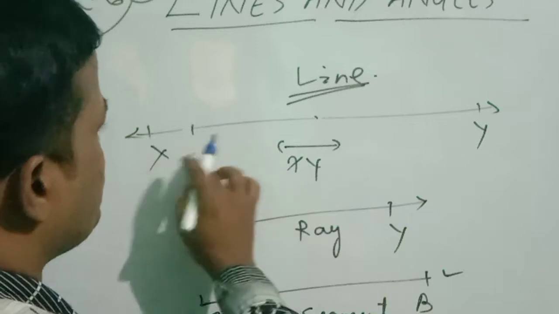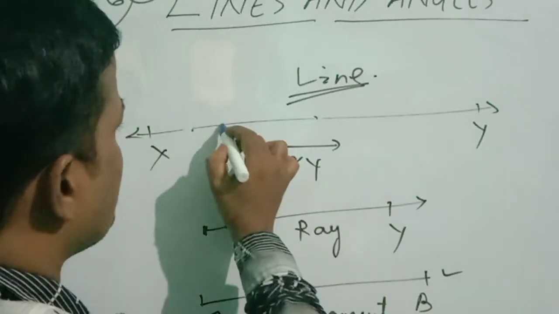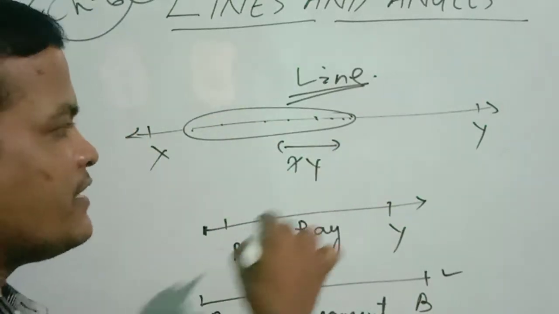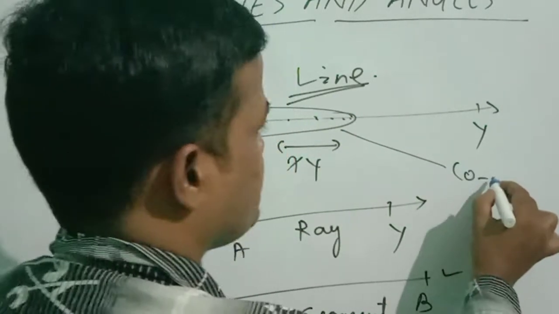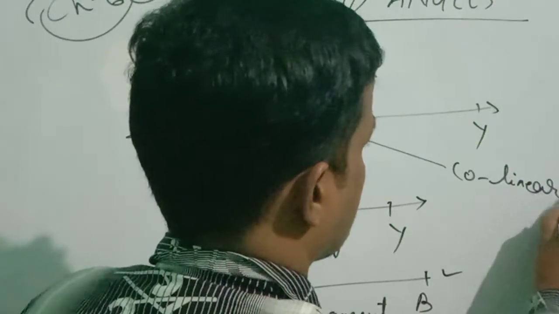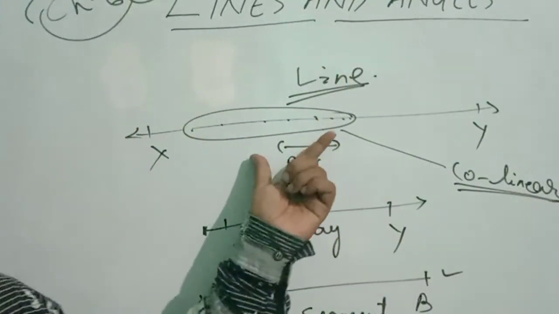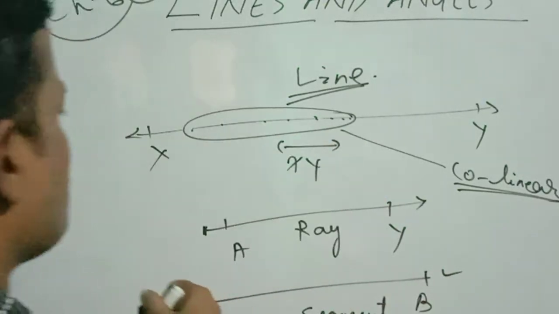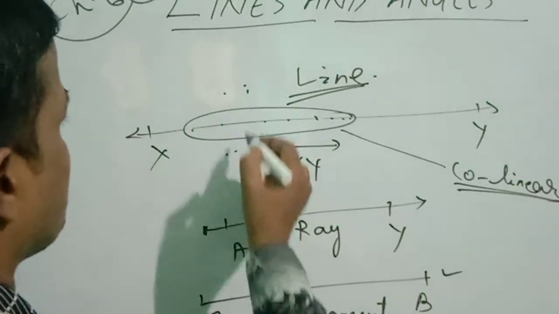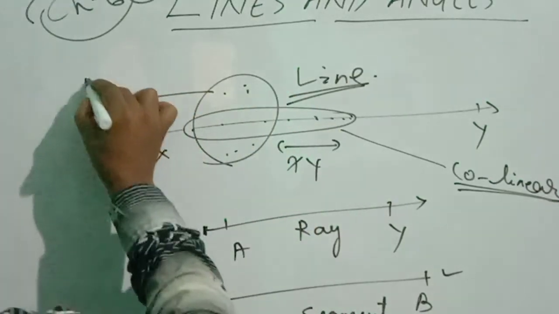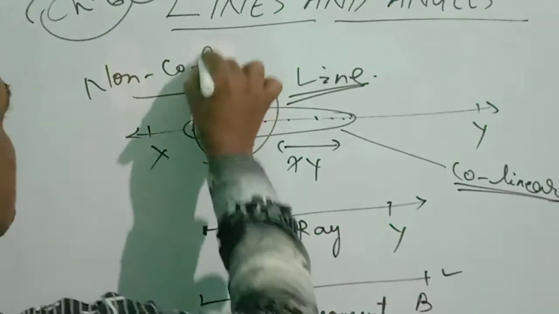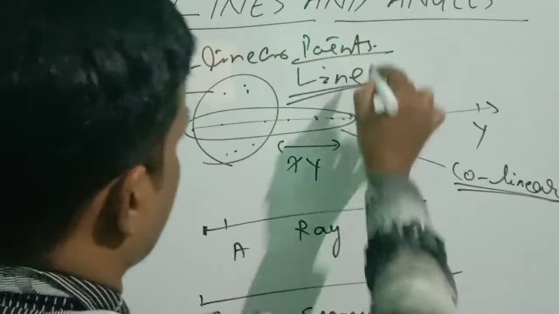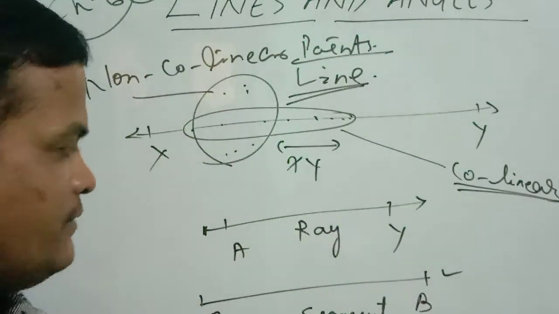If more than two points lie on this line, then these points are called collinear points. Collinear means in a single line. If all the points lie on the line, then they are called collinear points. And if they are not on the line, suppose they are lying outside this line, they are called non-collinear points. Okay friends, so let us move towards the angle.